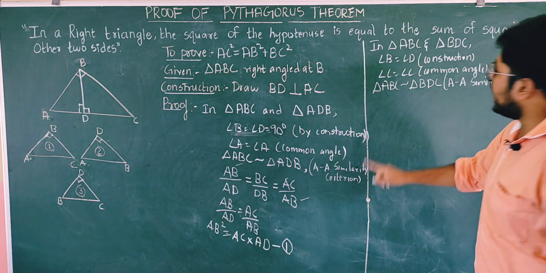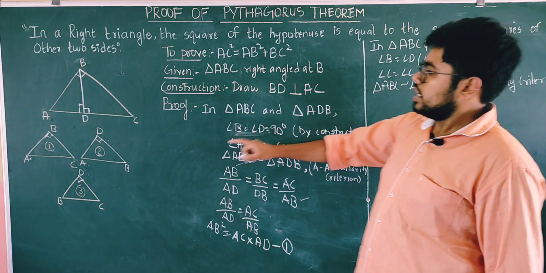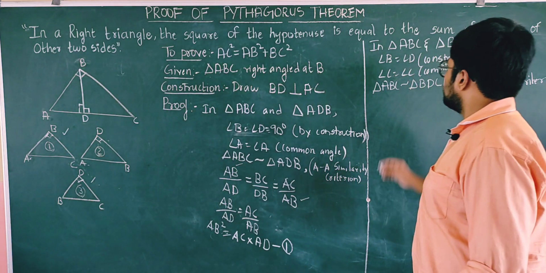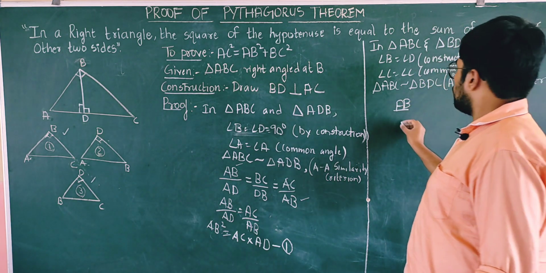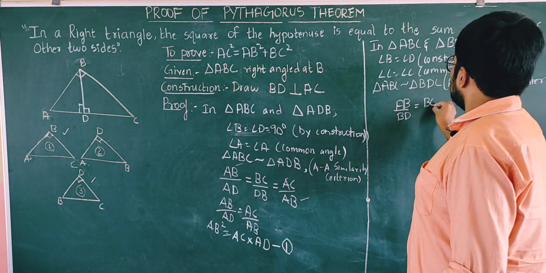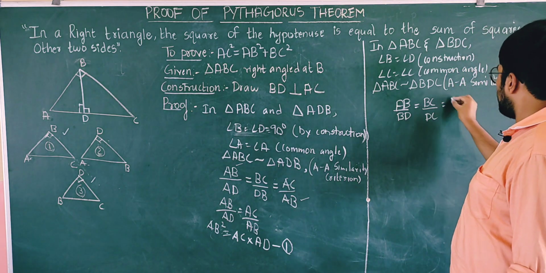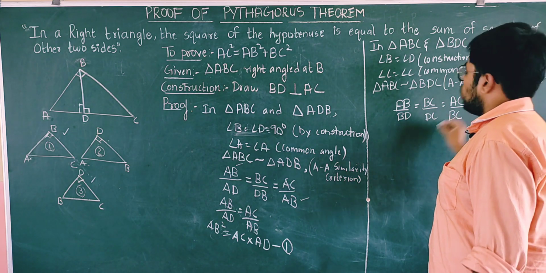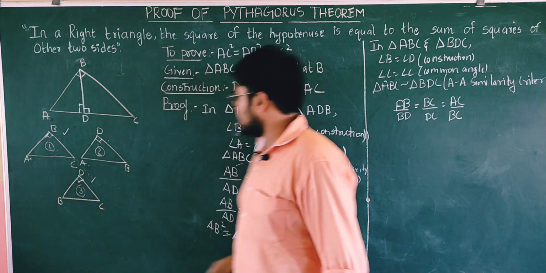Again, same procedure. Now compare the ratio. How to compare the ratio? This triangle and this triangle, 1 and 3. If I compare 1 and 3, AB by BD is equal to BC by DC, and next AC by BC. I hope you are understanding: this triangle and this triangle, this side by this side. That is what I have done here.